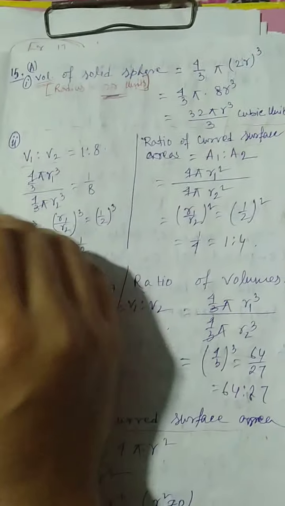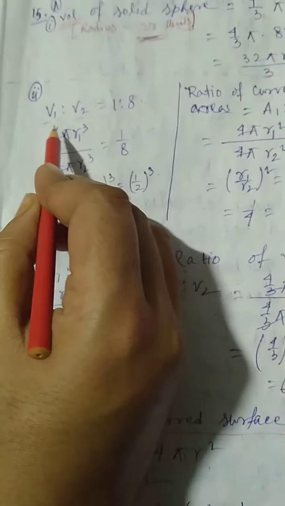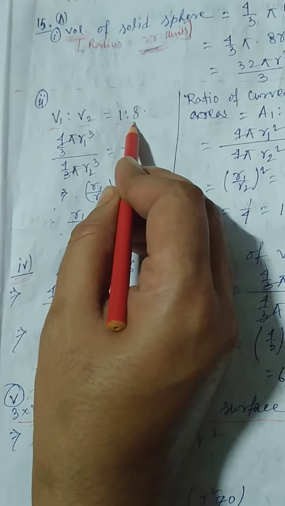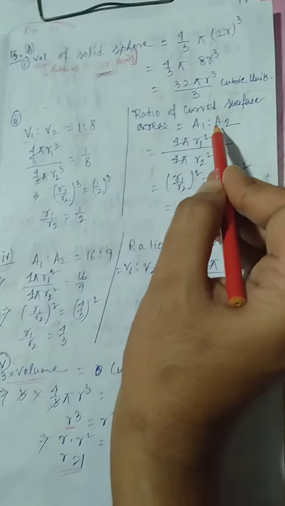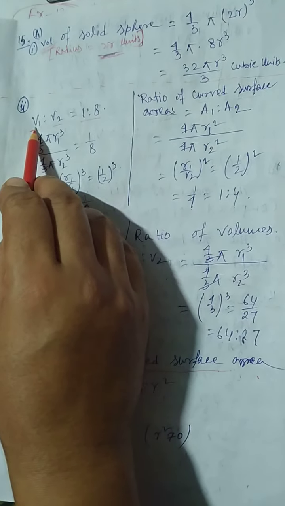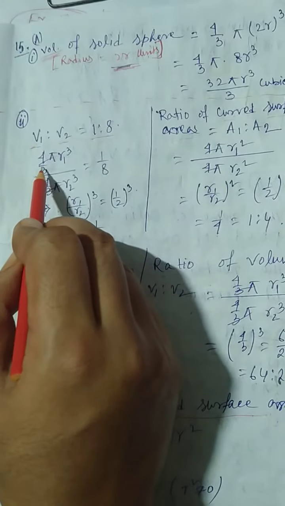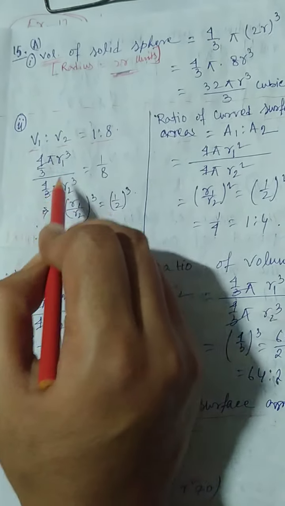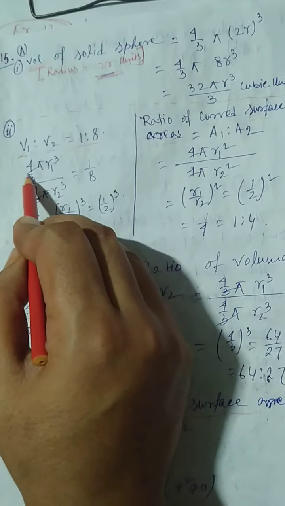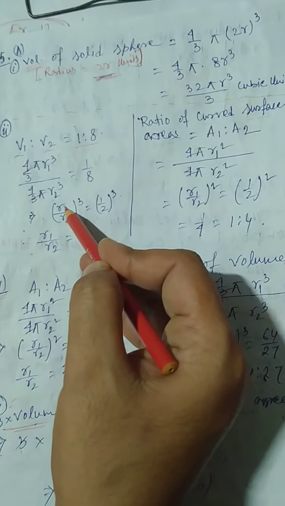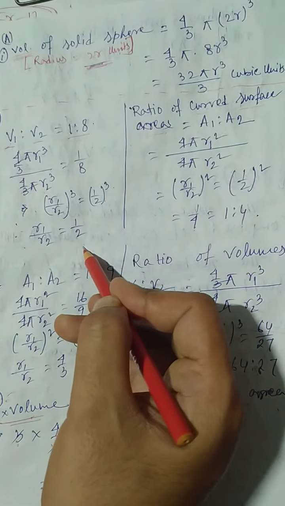The second question: the ratio of the volumes of two different spheres is given, that is 1:8. Find the ratio of the curved surface areas of these two spheres. So the ratio of the volumes V1 is to V2 equals 1:8. Volume V1 equals 4 by 3 pi r1 cube and V2 is 4 by 3 pi r2 cube. This equals 1 by 8. So 4 by 3 pi will be eliminated. So r1 by r2 whole cube equals 1 by 2 whole cube. r1 by r2 equals 1 by 2.